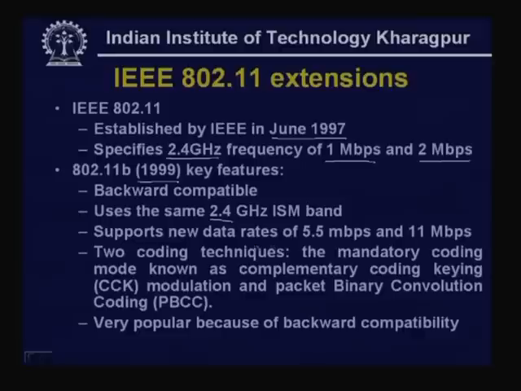Then it supports new data rates of 5.5 megabits per second and 11 megabits per second by using special coding, and particularly two coding techniques are used. The mandatory coding mode known as complementary code keying, CCK modulation, and packet binary convolution coding. So, we are skipping the details of these coding techniques. However, with the help of these codings, these higher data rates are possible, 5.5 megabits per second and 11 megabits per second using the same ISM band. And it is very popular because of backward compatibility with the original standard IEEE 802.11.